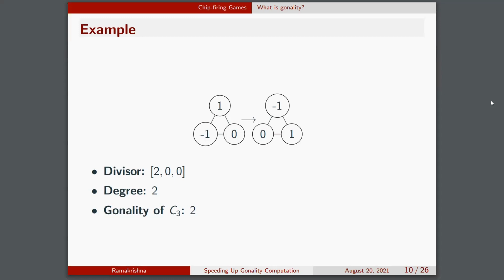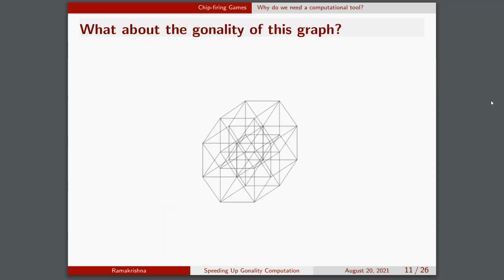So some of you guys may be thinking, okay, great, you showed this, it seems to be a pretty simple process. Why would anyone need a computational tool for that? Which is where I would follow up by asking if anyone can tell me what the gonality of this graph is and prove that to me.